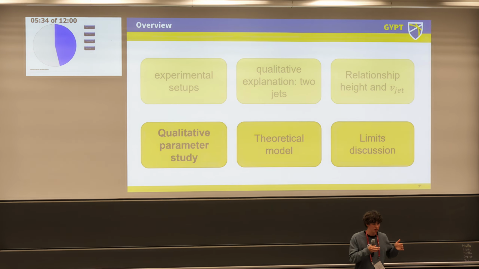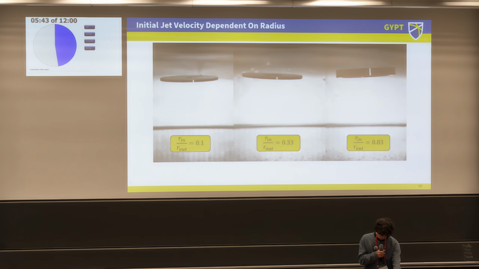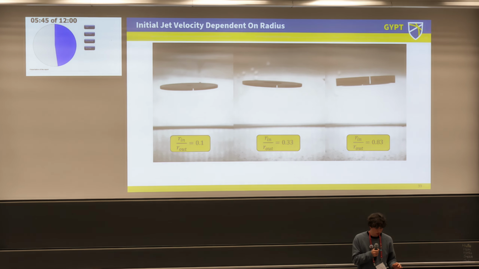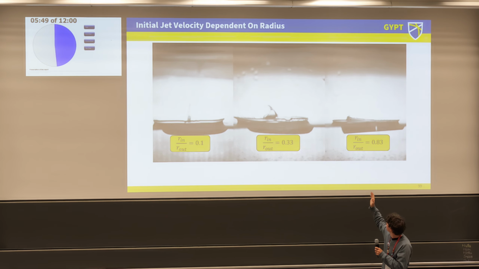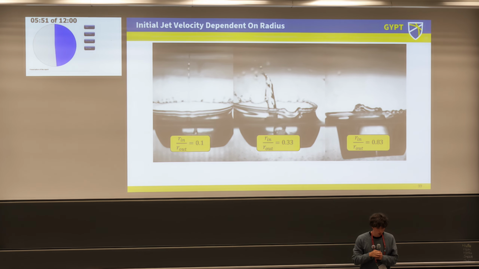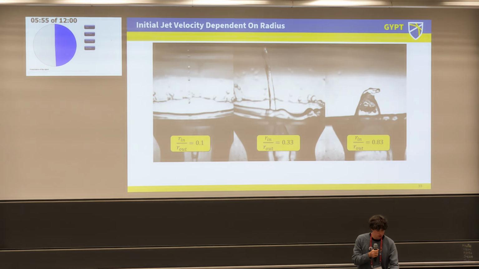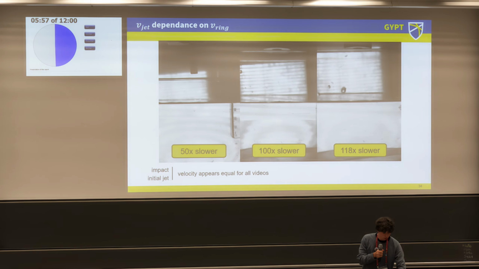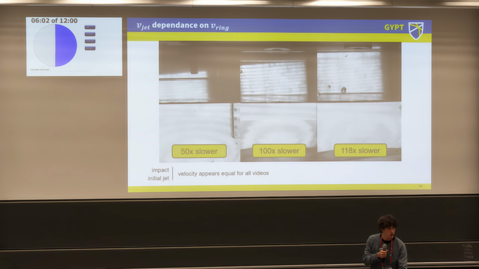So, now we move on to something more interesting, the qualitative parameter study. First, focusing on the jet velocity and the wing radius, we can observe, when taking a look at the first jet, that on the right side here, there's almost no first jet at all. While on the left side, it's a very high-speed jet which quickly breaks into droplets due to being very thin. With this, we can state that the jet velocity decreases with increasing radius.